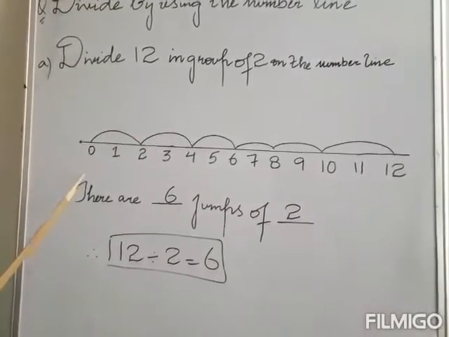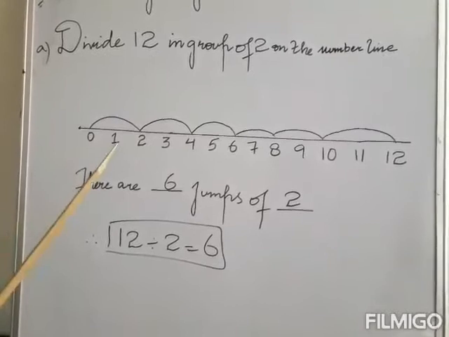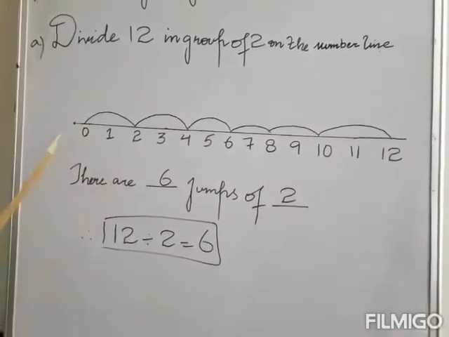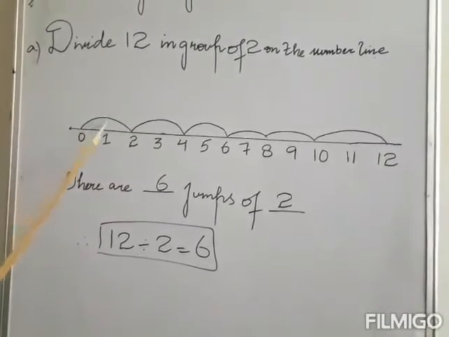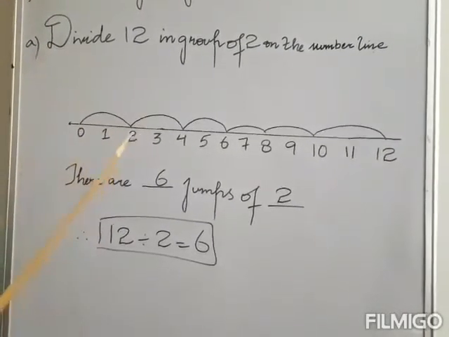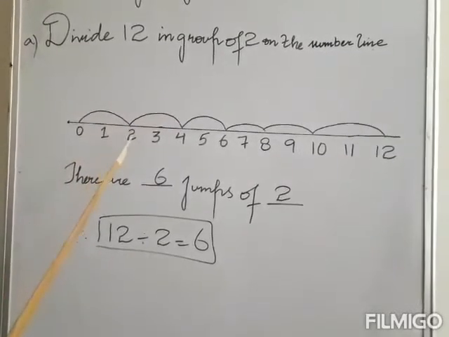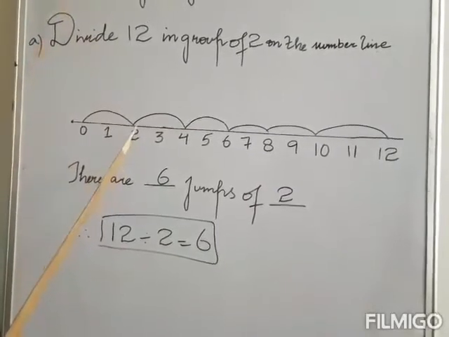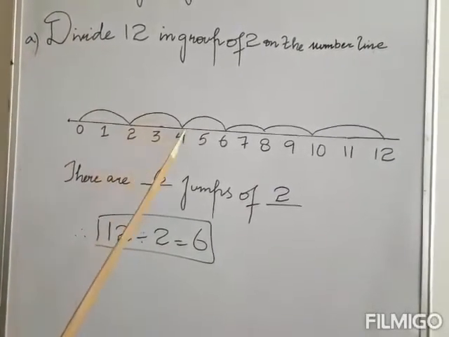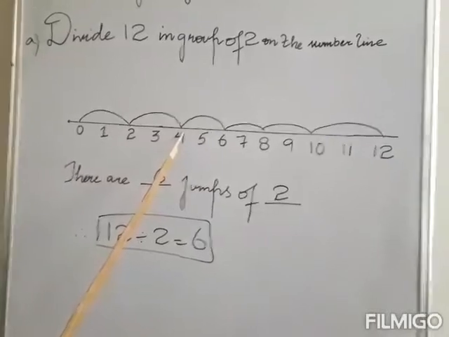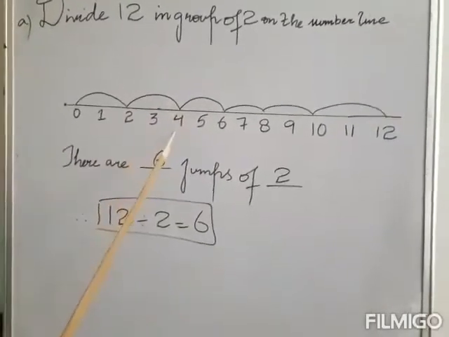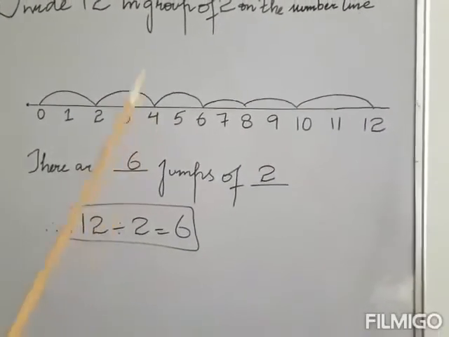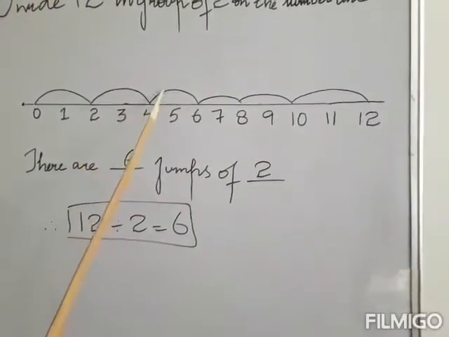So, starting from 0, the next number will be 0 plus 2 is equal to 2. Then take the first jump from 0 to 2. Then for our second jump, you have to add 2 to the number 2. 2 plus 2 is equal to 4. Then take another jump. We have to add 2 more to the number 4. 4 plus 2 is equal to 6.